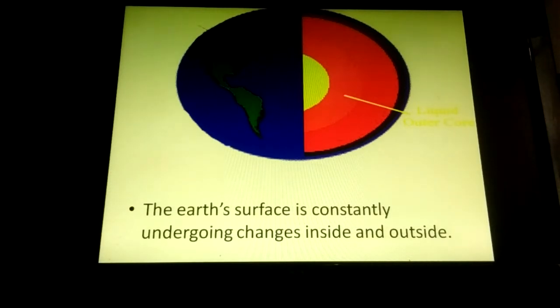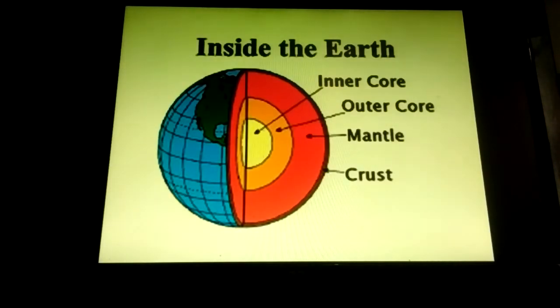Based on earthquake waves, the spherical earth is found to have 3 concentric layers. Okay, let us see about it. The first one is the crust, then the mantle and the core.